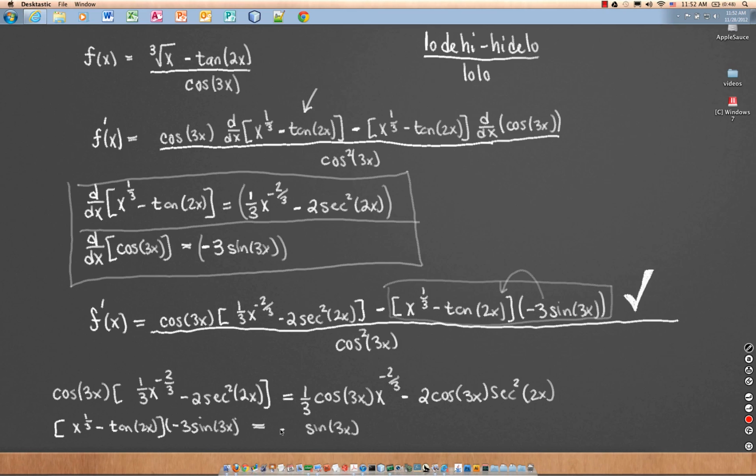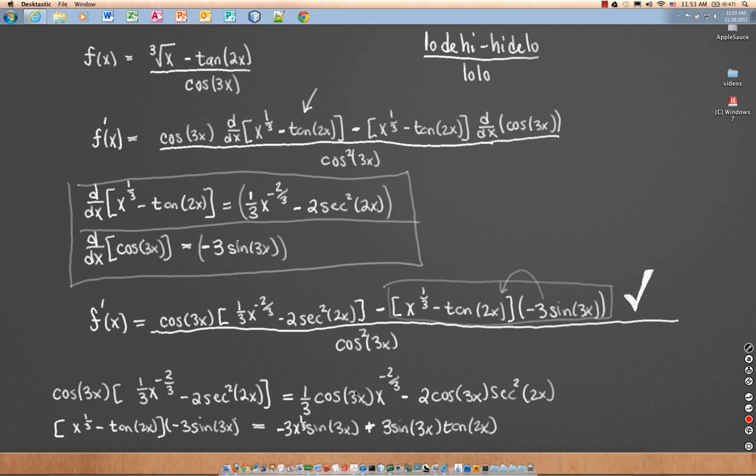And I'll say -3 x to the 1/3 sine of 3x, plus negative times a negative is a positive. So this becomes 3 sine of 3x times the tangent of 2x. And so by treating things in pieces, I'm able to algebraically go a little bit slower. Obviously, this is still a long process, but I get to go a little bit slower, and that guarantees me that each step along the way is okay.